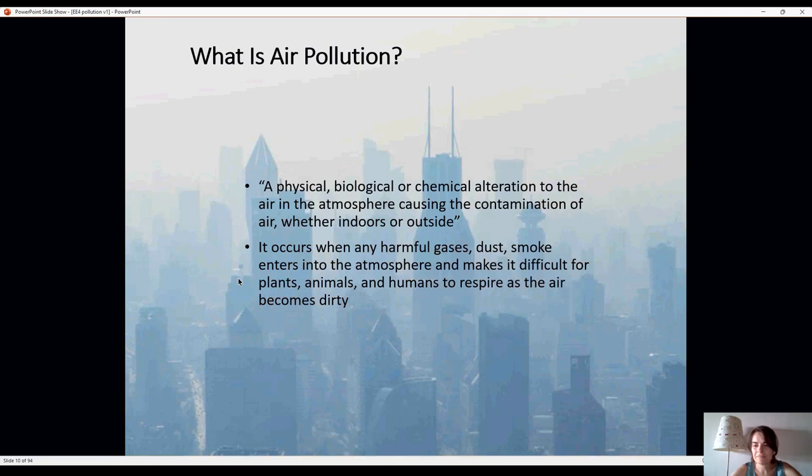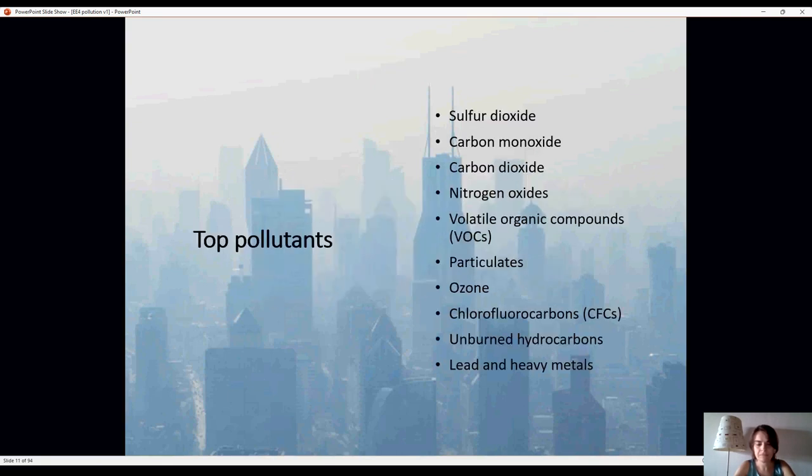So what sort of things are causing this type of pollution? Well, we've got everything from gases, harmful gases, dust, smoke, and these are the sorts of things which can affect the ability for plants and animals to respire, and of course for people and for animals, mammals in particular, which are using membrane-based respiratory systems, it can become a source of ill health. So this is obviously something which we really do need to look at carefully.